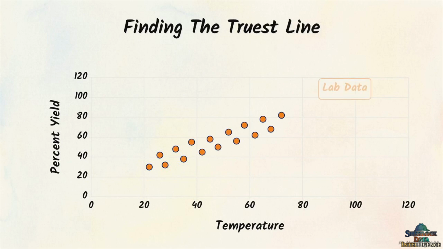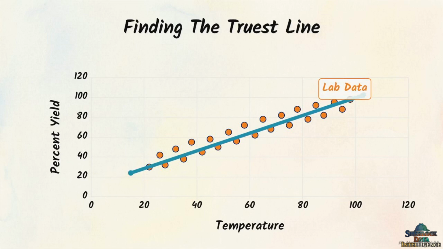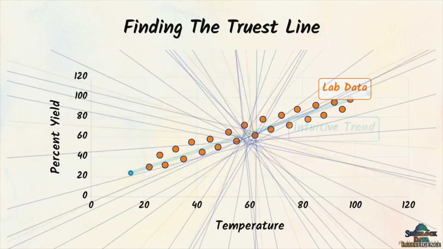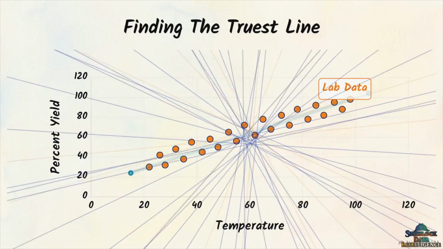This animated graph plots that lab data, with temperature on the x-axis and percent yield on the y-axis. Almost immediately, you can eyeball the cluster of dots and draw a straight line right through the middle to spot the upward trend. But a computer cannot rely on human intuition.